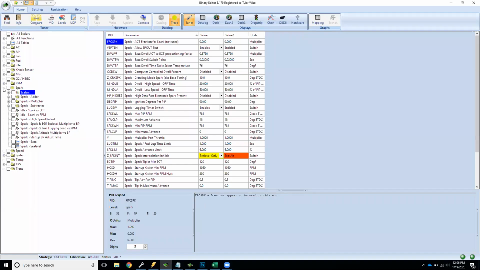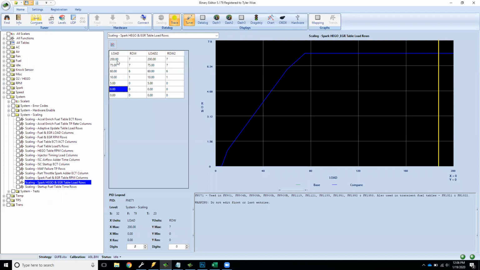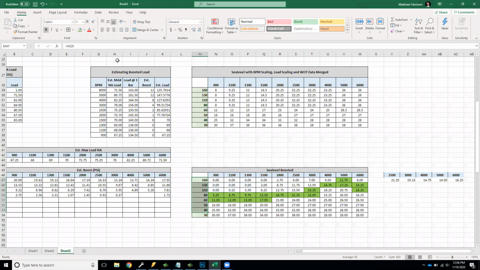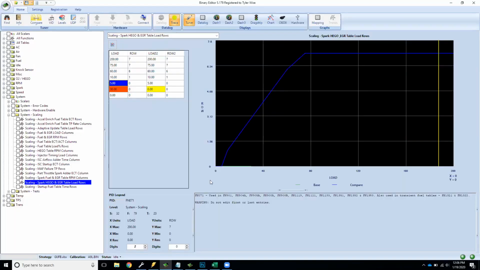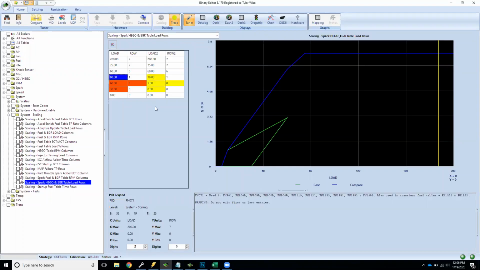So let's go into our scaling down here in system, and we are scaling Spark load rows. So we got to plug in our numbers here. So row 0 now is going to be 30. So I'm going to plug in 30 right there. Okay, and then we're going up in even increments, 30, 40, 50, 60. So the next number we need to put in here is 60. So 30 is 0, 40 is 1, 50 is 2, 60 would be 3. Okay, and then we jump to 80 at the next one, so that would be at position 4.